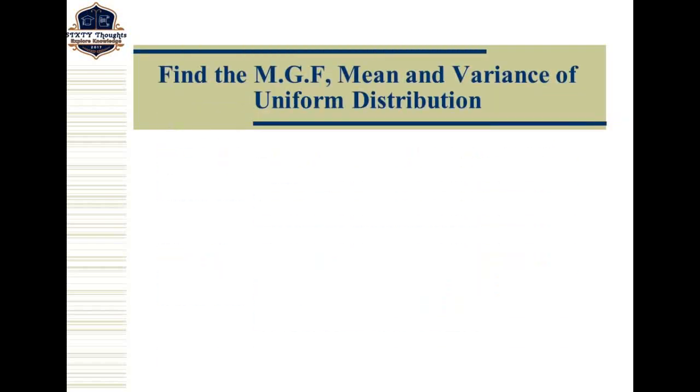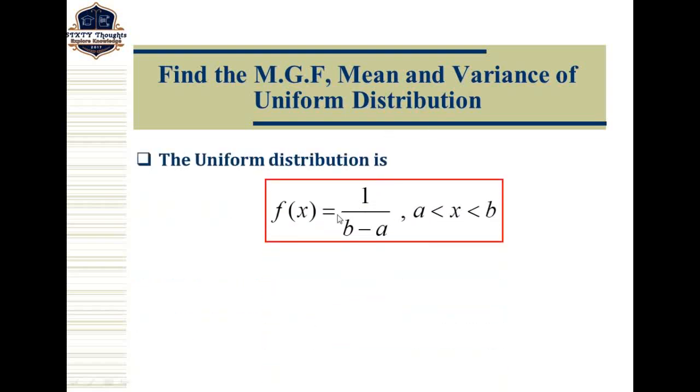Hello students, in this video lecture, we will discuss how to find the MGF, mean and variance of the uniform distribution. Before we derive this result, let us recollect what the uniform distribution is. The uniform distribution is f of x equal to 1 by b minus a, for a less than x less than b, otherwise f of x equal to 0.